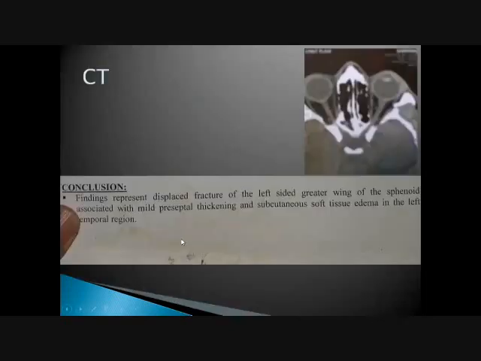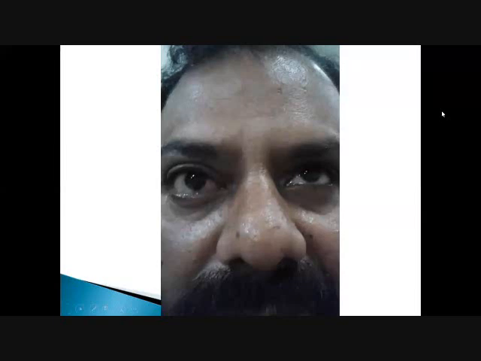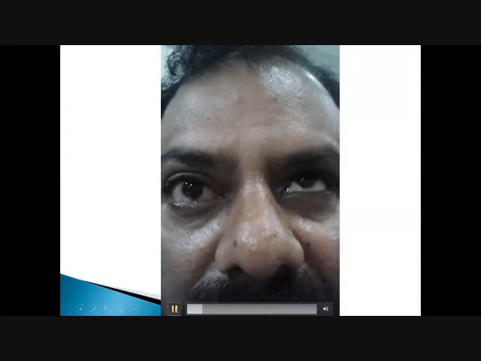Now in this patient, there was a displaced fracture of the left-sided greater wing of sphenoid associated with mild preseptal thickening in subcutaneous tissue, soft tissue edema in the left temporal region. So there was rectus damage. Okay, so this is another case. Now concentrate on the ocular movements.